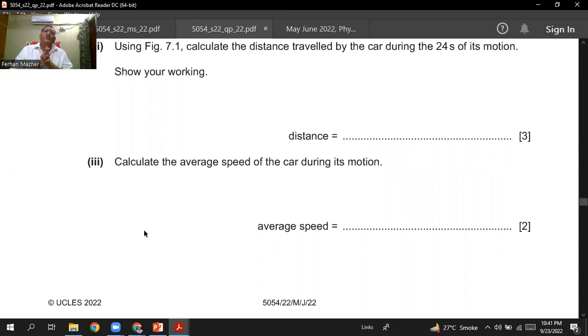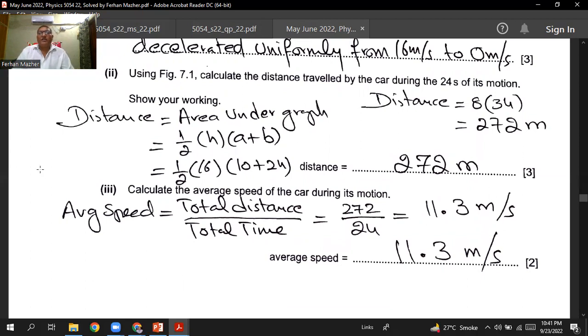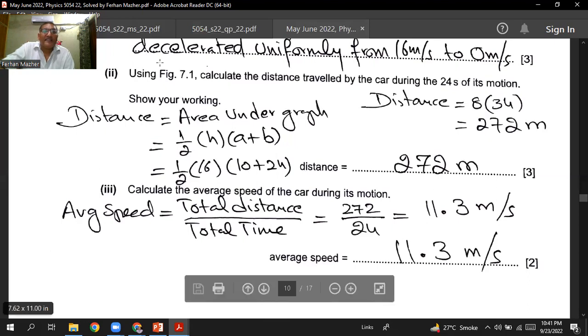The average speed is equal to the total distance traveled divided by the total time taken. We know the total distance traveled, and we know the total time taken, so average speed is equal to total distance divided by the total time. That will be 272 meters divided by 24 seconds, and when you divide them, the answer will be 11.3 meters per second. So 11.3 meters per second is the answer.